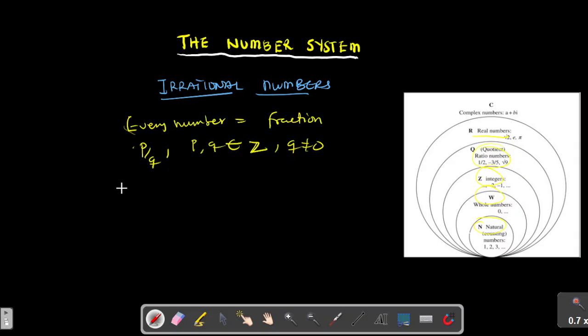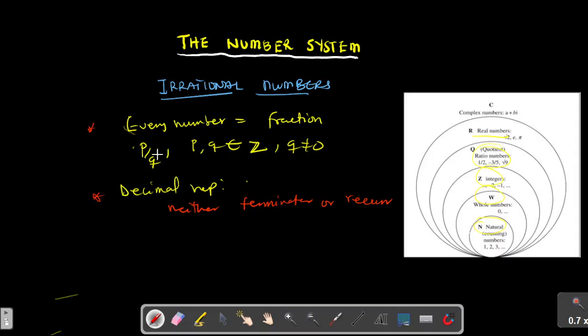Or if a number in decimal representation neither terminates nor recurs, then I can say that this number is irrational. So these are the two main conditions for a number to be irrational.